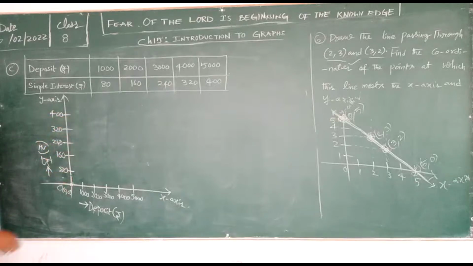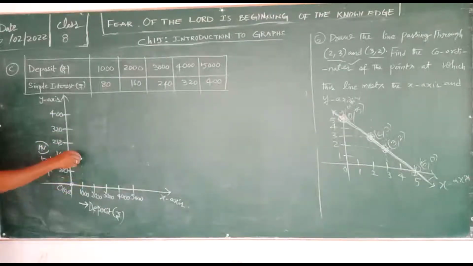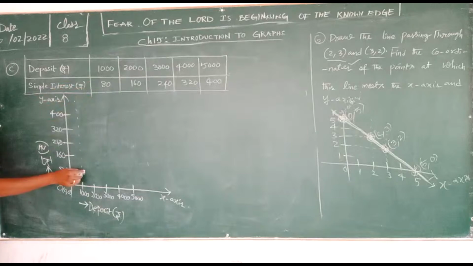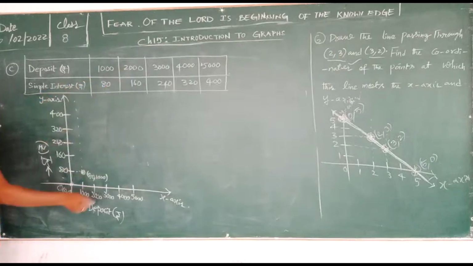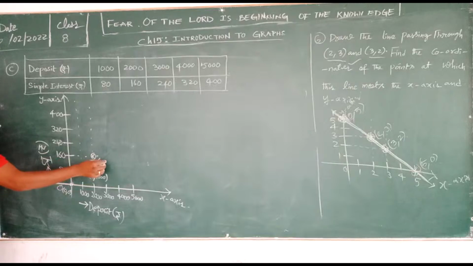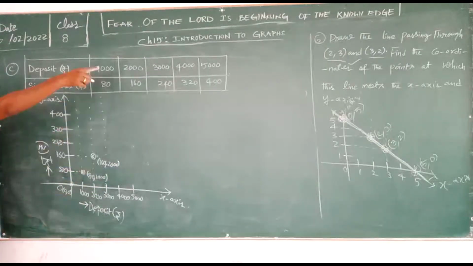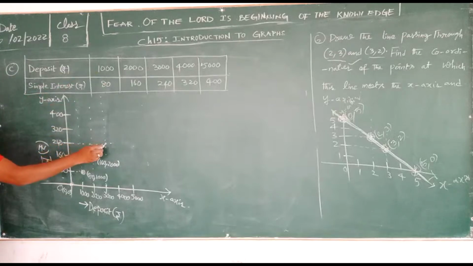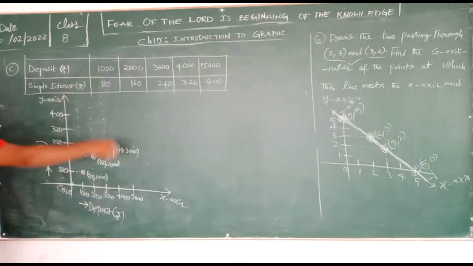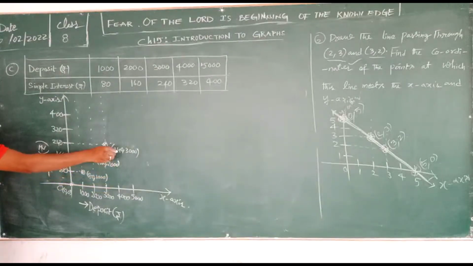Let's see now how to solve this problem. First, let me draw some dotted lines so that you can understand. 1000 means 80 rupees, so joining here, this point is (1000, 80). Next, 2000 and 160: this point is (2000, 160). Next, 3000 and 240 intersect here, so (3000, 240). Similarly, 4000 is 320, so let's draw dotted lines.